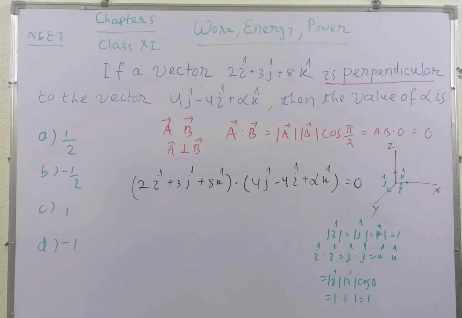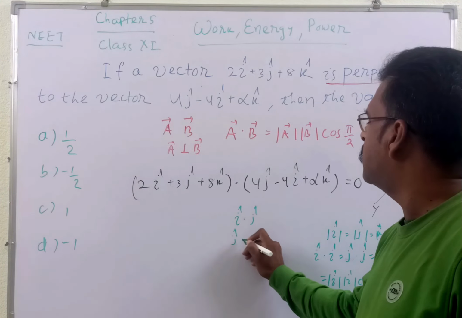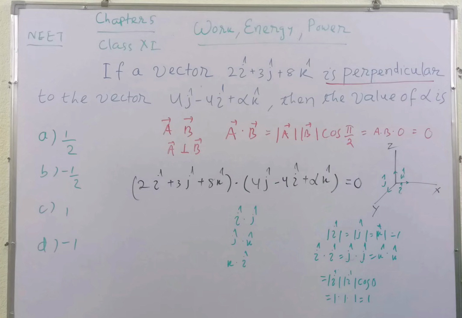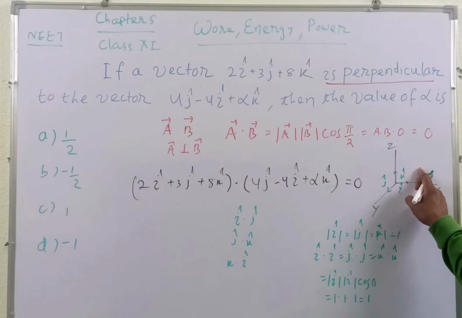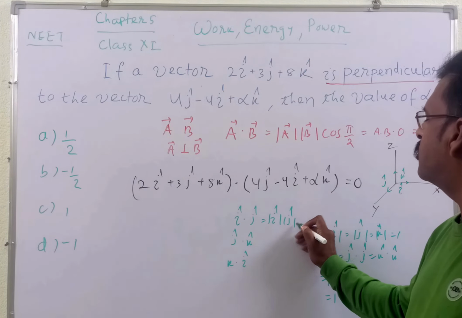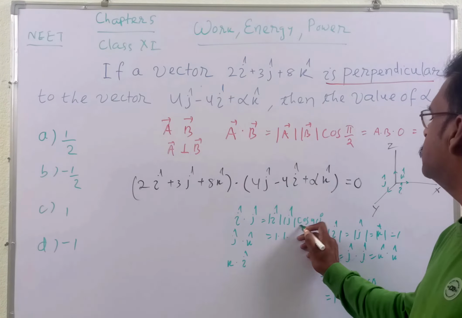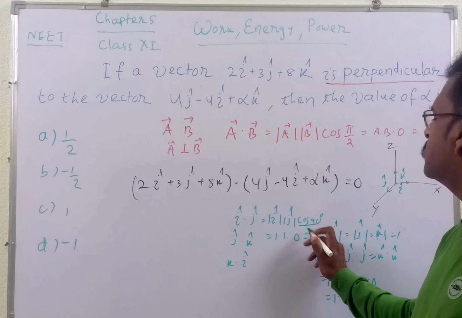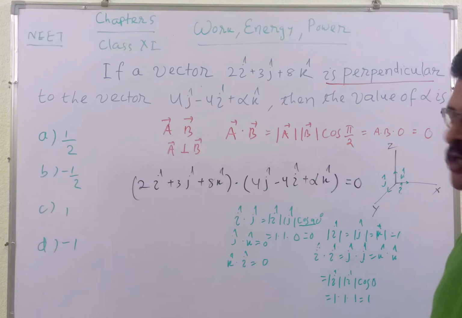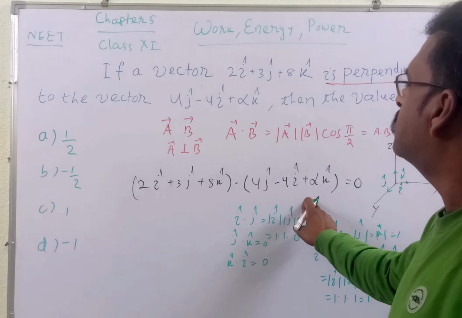Students, and what will be i dot j, or j dot k, or k dot i? The angle between these vectors is 90 degrees, as we have studied. Then this will be equal to mod i into mod j into cos 90 degrees or pi by 2. Then this is 1 into 1 into 0, which is equal to 0. So i dot j is equal to 0. Similarly, j dot k is equal to 0 and k dot i is equal to 0. Okay, students, so we will use these things here in the dot product.